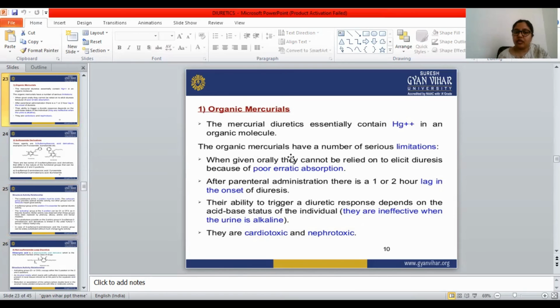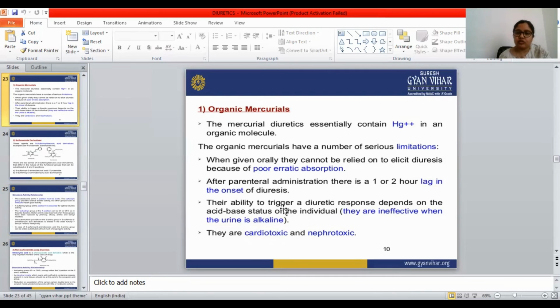The organic mercurials have a number of serious limitations. When given orally, they cannot be relied on to elicit diuresis because of poor, erratic absorption. And after parenteral administration, there is a 1 or 2 hour lag in the onset of diuresis. The drug acts only 1 or 2 hours after administration.